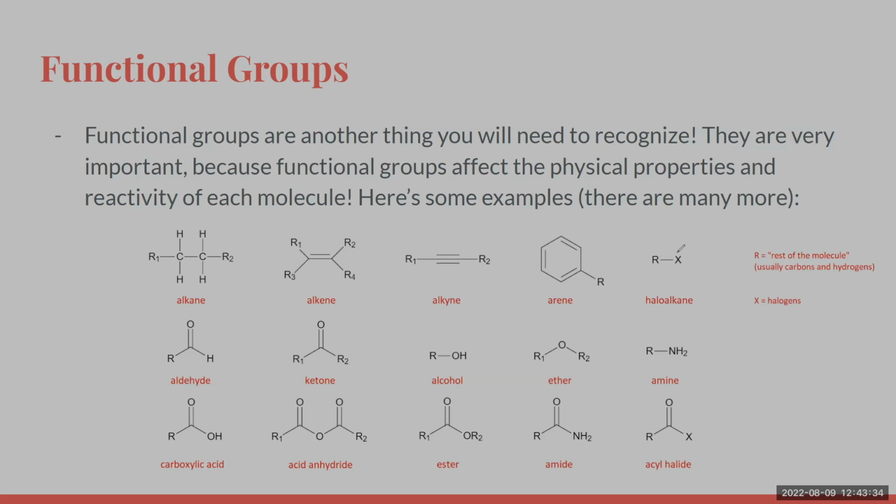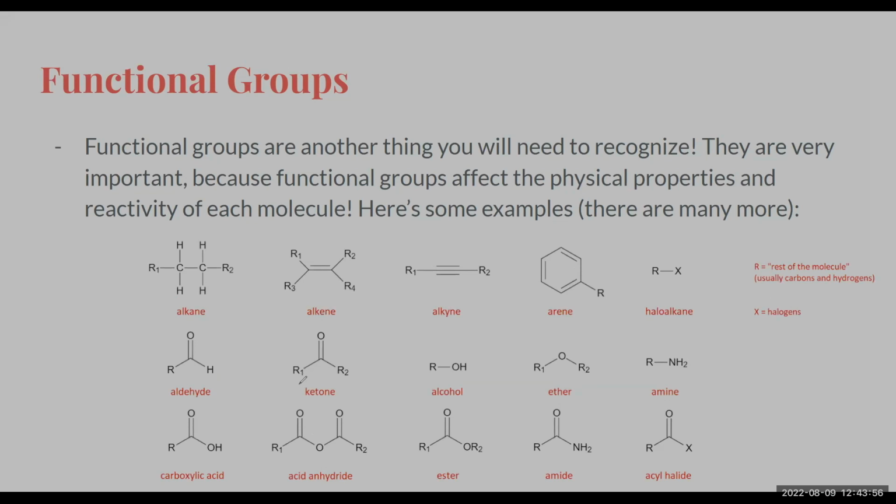And R means any carbon or hydrogen. In this case, it's going to be more likely a carbon in most cases, bonded to a halogen. X means you have a haloalkane. An aldehyde looks a lot like this one right here. Ketones are pretty similar. However, there's no hydrogen on the end of it. An alcohol ends with an OH hanging off.